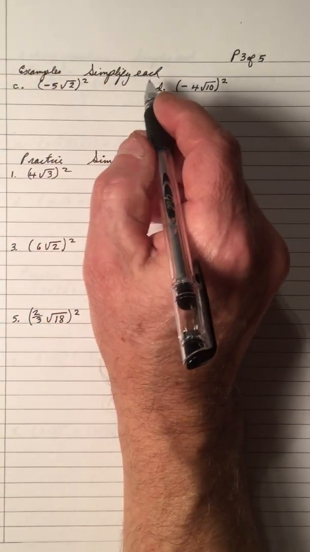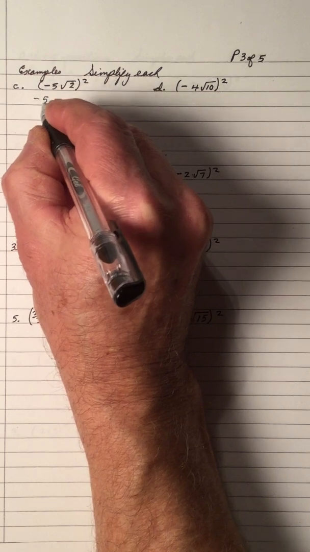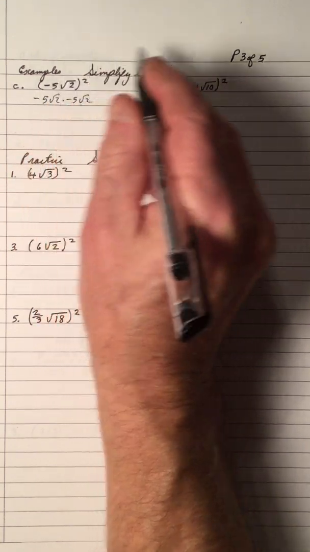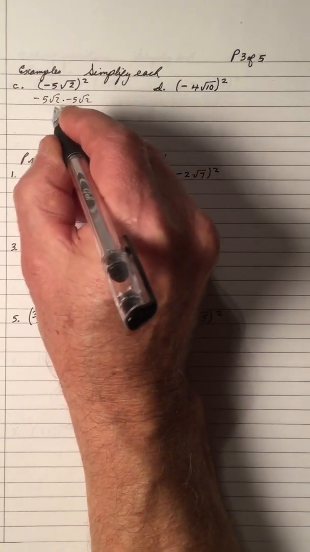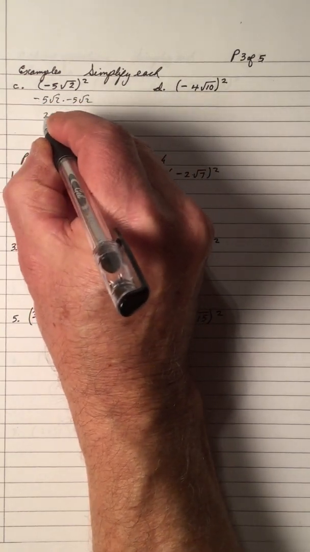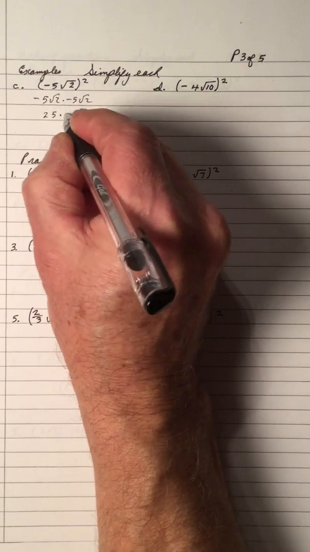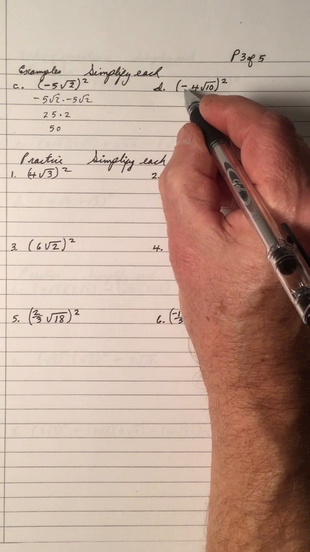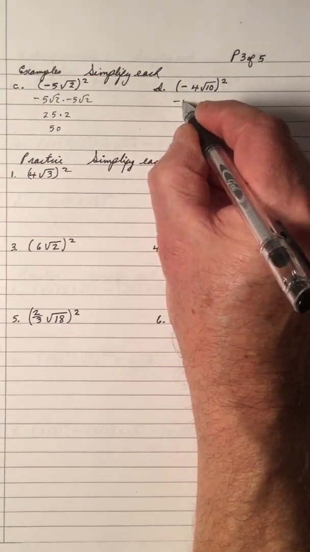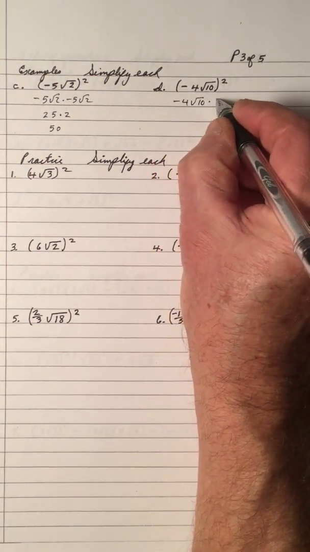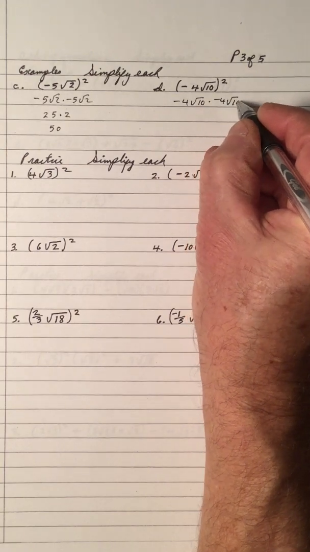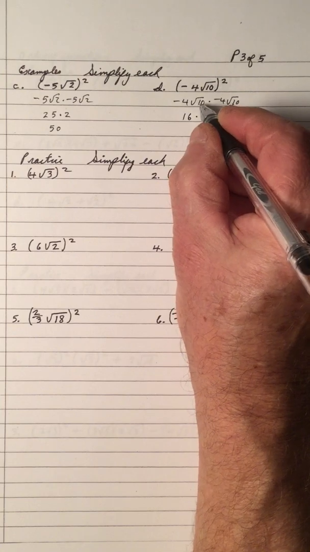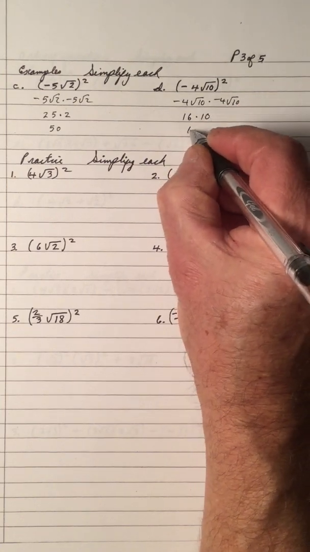Again, practice, simplify. We have a negative 5 root 2 times negative 5 root 2. So if you wrote that down on the side somewhere, then you could say negative times a negative is positive, 25. Root 2 times root 2 is 2, so that gives you a 50. And negative 4 root 10 squared is a negative 4 root 10 times negative 4 root 10. Multiply the integers, 16. Multiply the roots, root 10 times root 10 is 10, gives you 160.